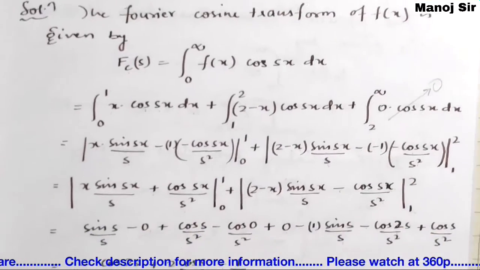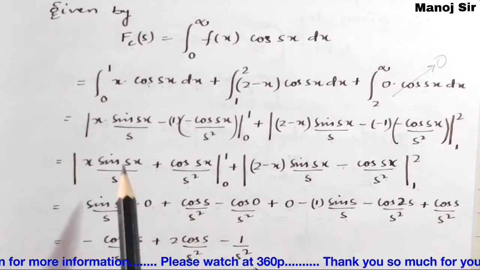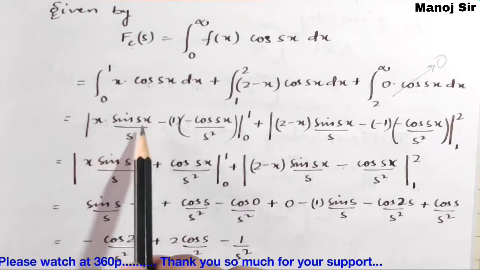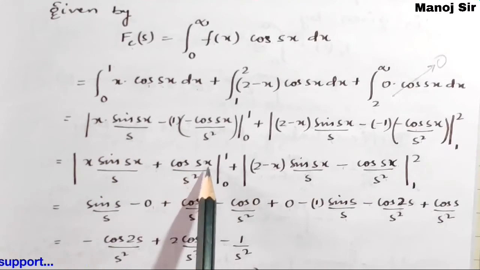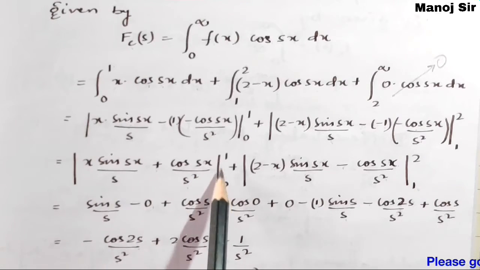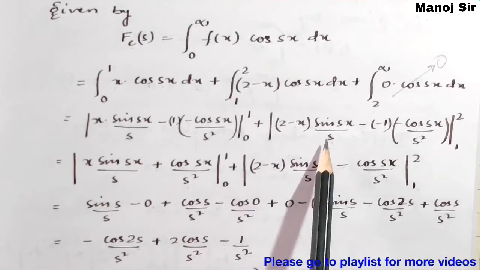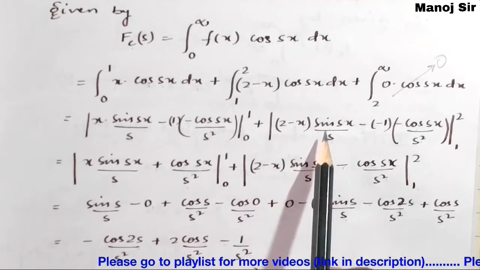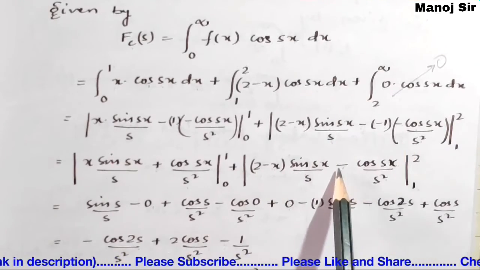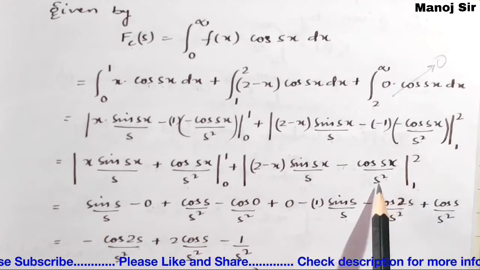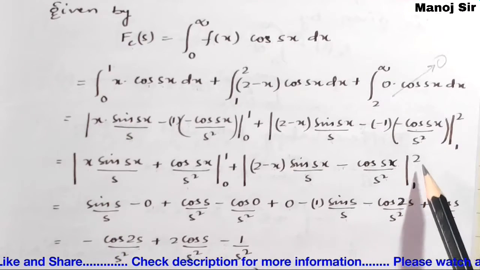Now simply solve. Here x into sin sx upon s as it is, negative negative will become positive, that is cos sx upon s square. Limit is from 0 to 1. Now coming to the second, that is 2 minus x into sin sx upon s. Negative negative negative, that is minus of cos sx upon s square. Limit is from 1 to 2.